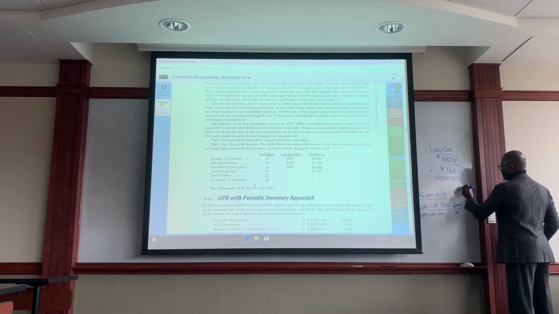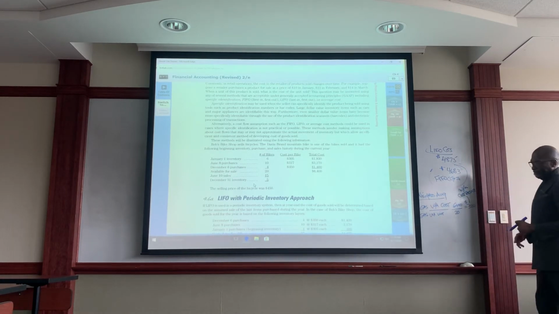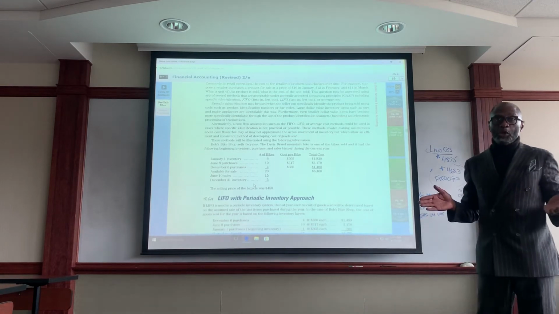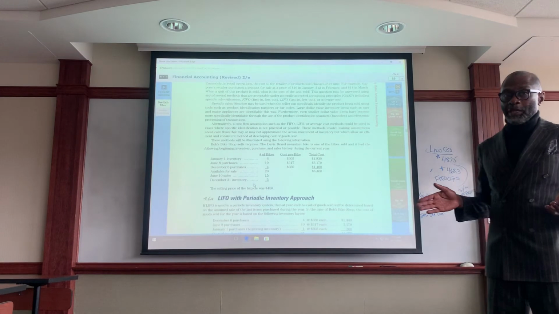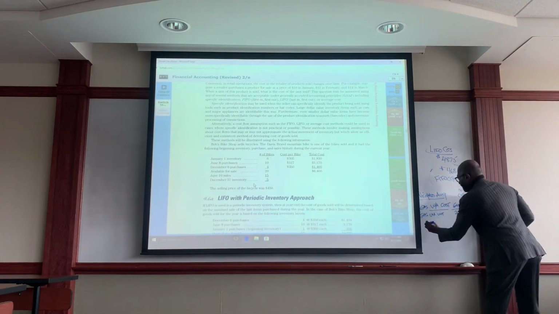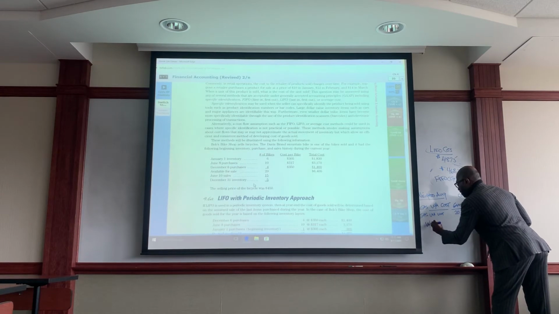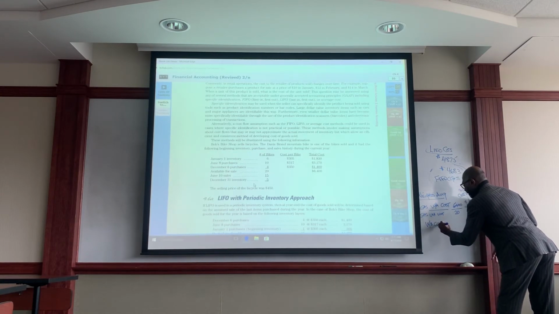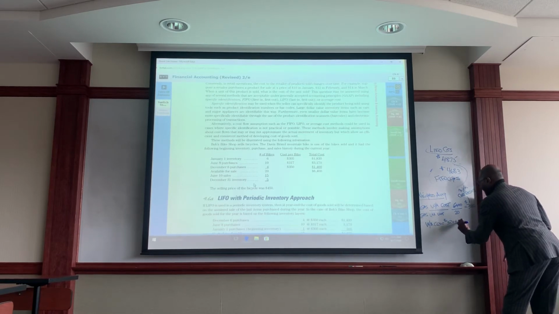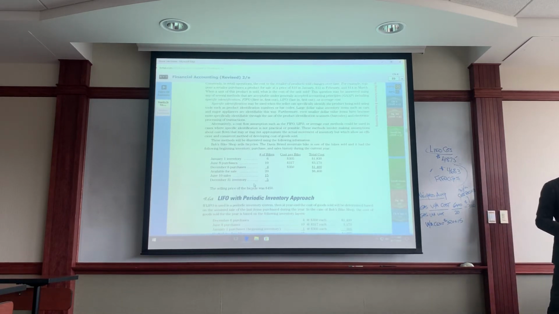Weighted average, $320. Now that we have the weighted average cost per unit, all we have to do is multiply it by the number of units sold to get the weighted average cost of goods sold. So if we need to get weighted average cost of goods sold, we're going to take 320 times 15, and that should give us the weighted average cost of goods sold.